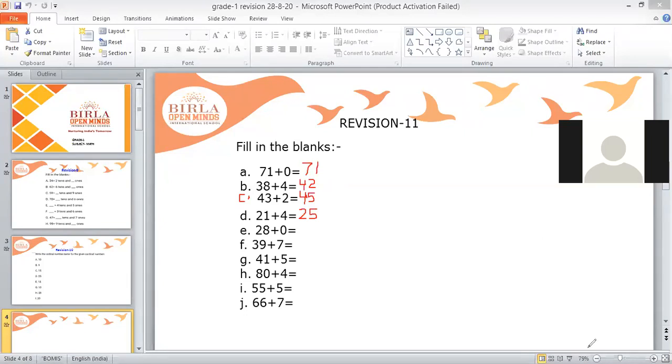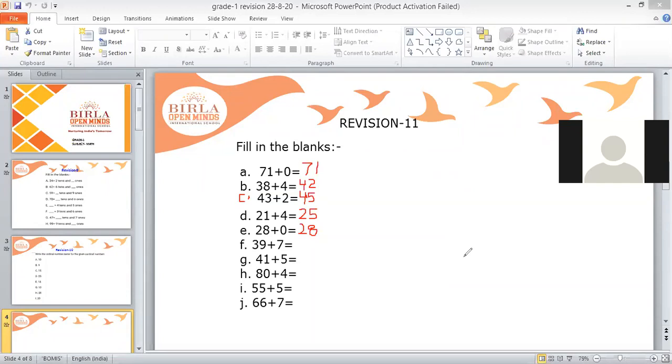28 plus 0 equal to 28. Very good. Whenever we add 0 to any number, that number will not change. So the answer is 28. That's correct.